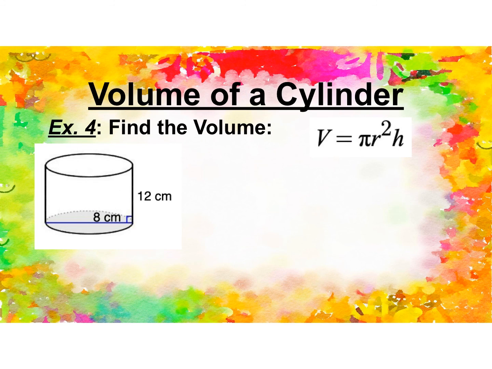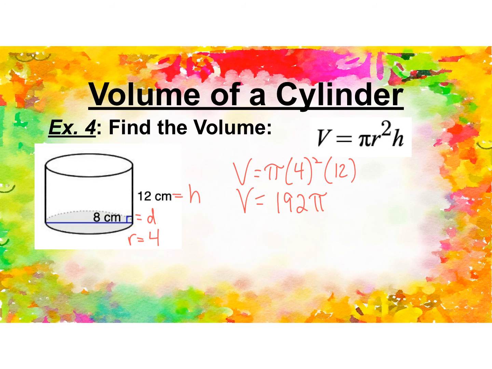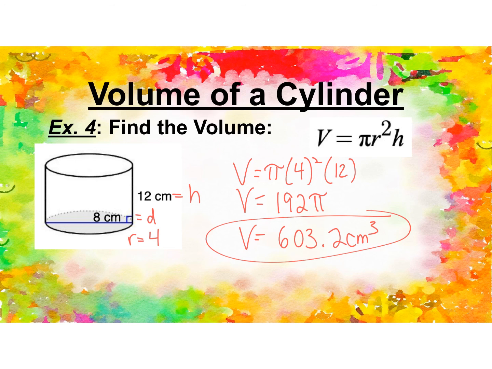So find the volume here. Well, the 12 is going to be my height. The 8 is my diameter. So I don't want to use my diameter. I want to make sure I cut that in half and use my radius. And so the volume is going to be pi times my radius squared, 4 squared, times my height, which is 12. I'm going to multiply the 4 squared times 12 and get 192 pi. That would be my exact answer. And if I multiply it by the pi to get the decimal, I get 603.2 centimeters cubed for my answer for the volume of that cylinder.